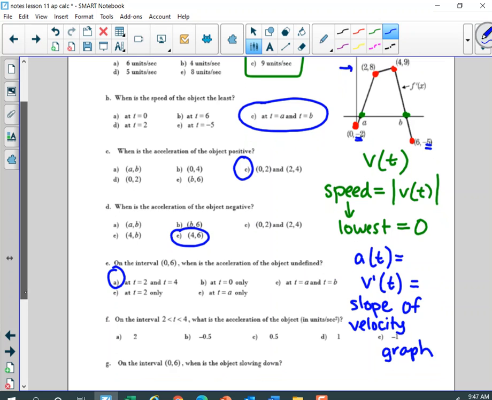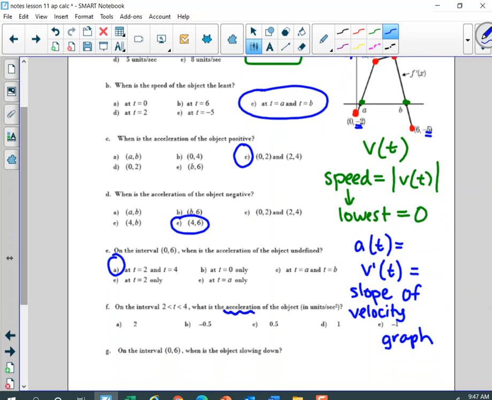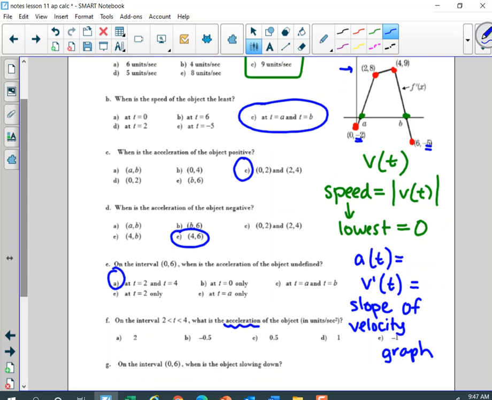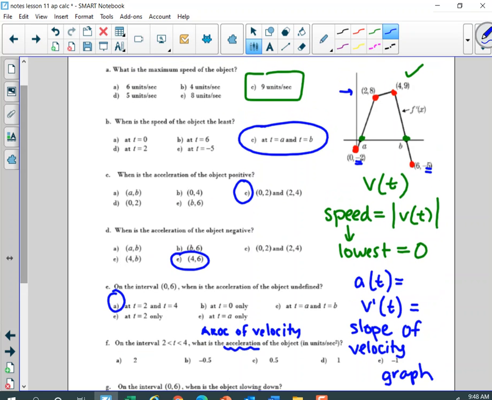On the interval from 2 to 4, what is my acceleration? Acceleration is the average rate of change of velocity. So I want the slope between these 2 points: 9 minus 8 over 4 minus 2, 0.5 or 1/2.